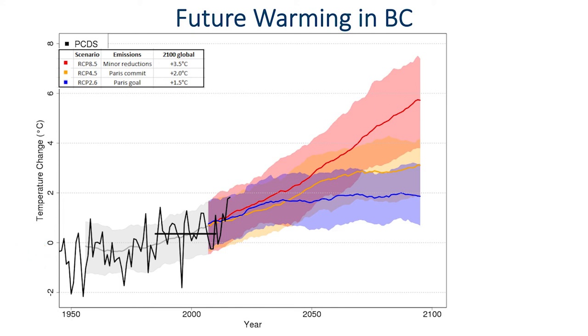And then the three lines off to the right are three different scenarios of what will happen in terms of BC's average temperature in future, under different assumptions around how much greenhouse gases we will emit. And we'll go into this in more detail in the next section.